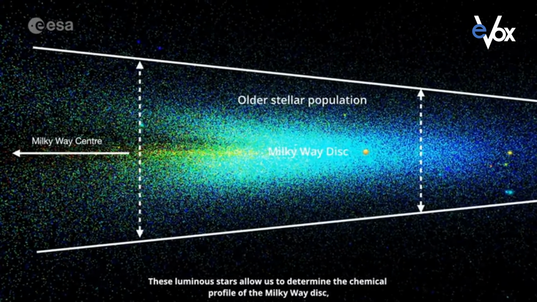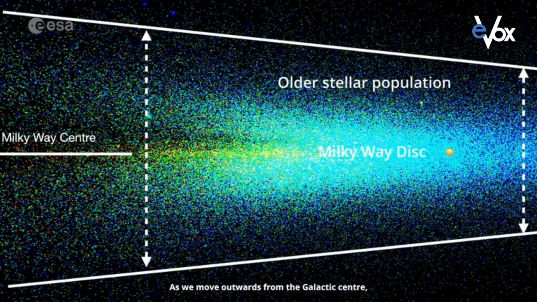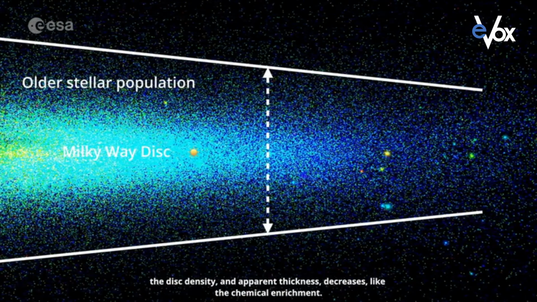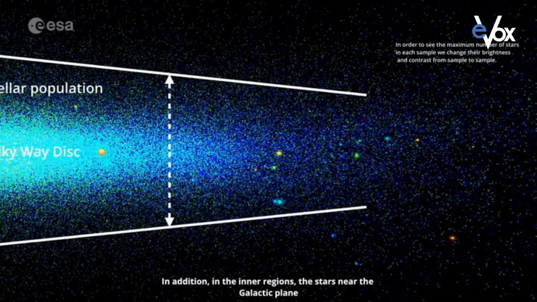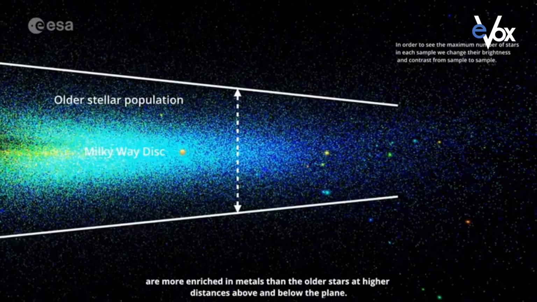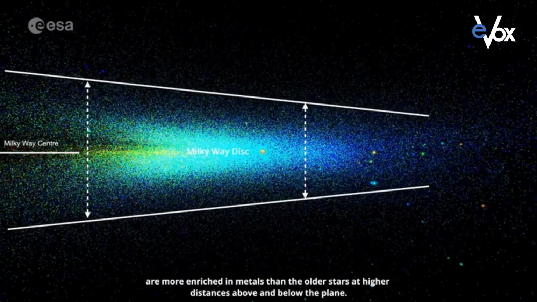These luminous stars allow us to determine the chemical profile of the Milky Way disk, including its older stellar populations, far from the galactic plane. As we move outwards from the galactic center, the disk density and apparent thickness decreases, like the chemical enrichment. In addition, in the inner regions, the stars near the galactic plane are more enriched in metals than the older stars, at higher distances above and below the plane.